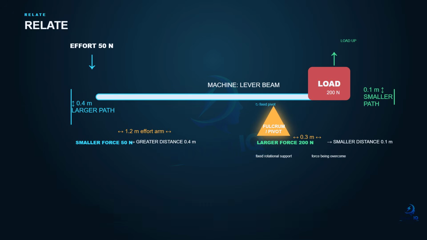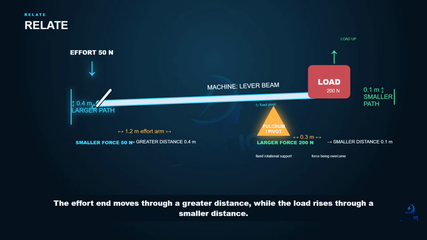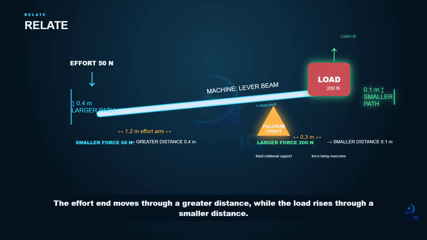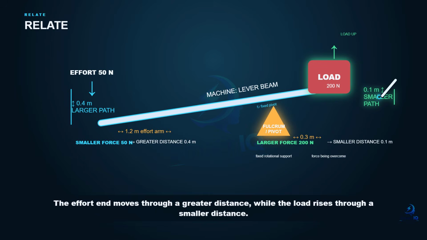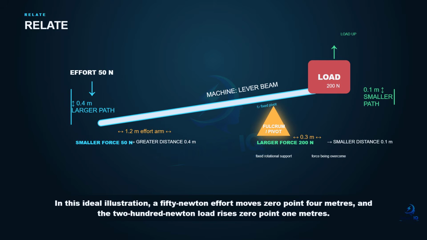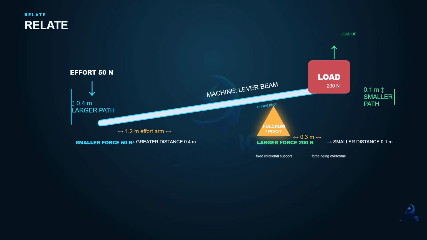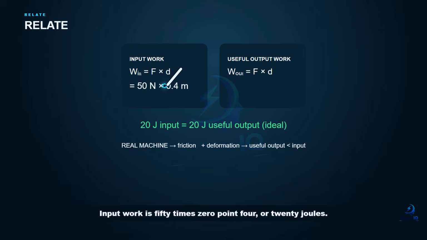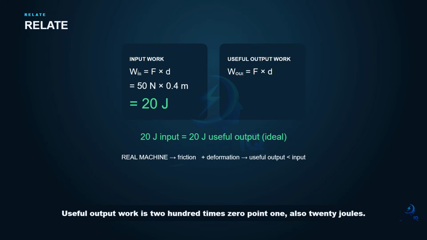Watch the ends of the lever. The effort end moves through a greater distance, while the load rises through a smaller distance. In this ideal illustration, a 50-Newton effort moves 0.4 meters, and the 200-Newton load rises 0.1 meters. Input work is 50 times 0.4, or 20 joules. Useful output work is 200 times 0.1, also 20 joules.